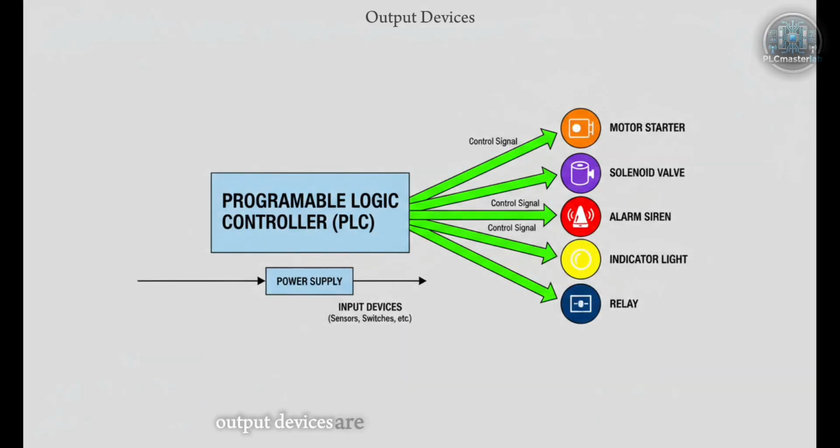Output devices are the devices controlled by the PLC, such as motor starters, solenoid valves, alarms or sirens, indicator lights, and relays. Simply put, inputs give commands and outputs perform actions.